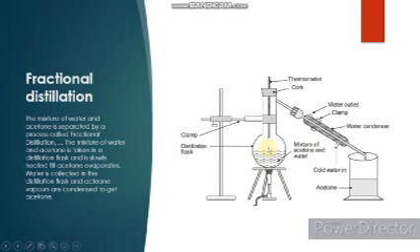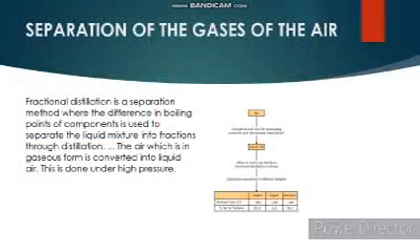When we heat the content, at that time acetone converts into vapor form, and when it comes in contact with this condenser, it will become cool and convert into liquid form. So like this we can separate water and acetone from the mixture. Next process is separation of the gases of the air.